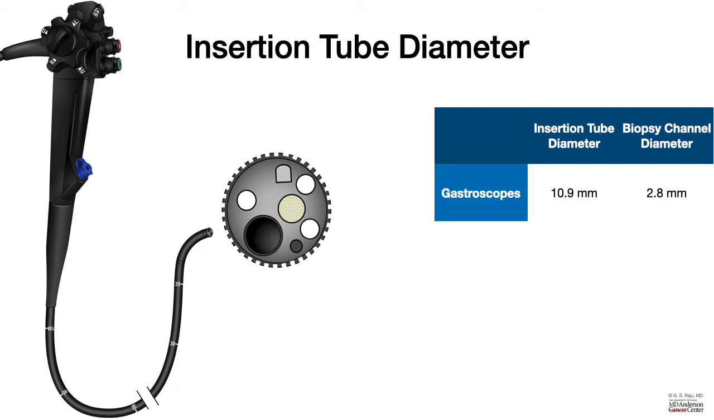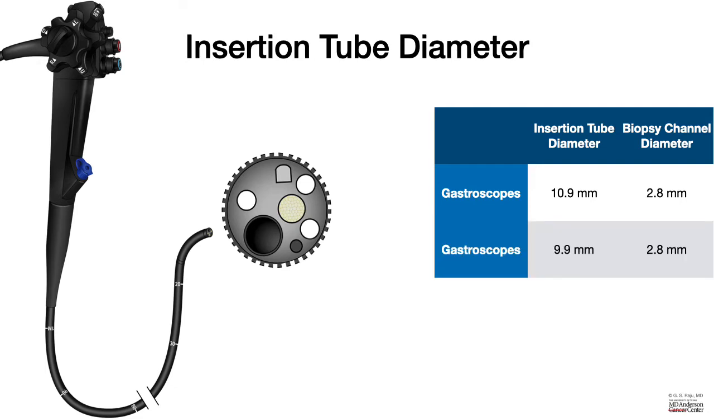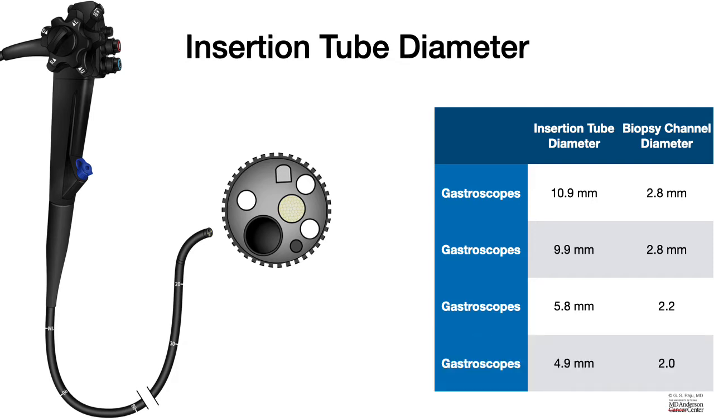This is a typical adult gastroscope with an insertion tube diameter of 10.9 millimeters, and the biopsy channel is 2.8 millimeters. Next, 9.9 millimeters, 2.8 millimeters. A smaller one, 5.8 millimeters, 2.2 millimeters. And the smallest one, 4.9 millimeters insertion tube diameter and a biopsy channel of 2 millimeters.